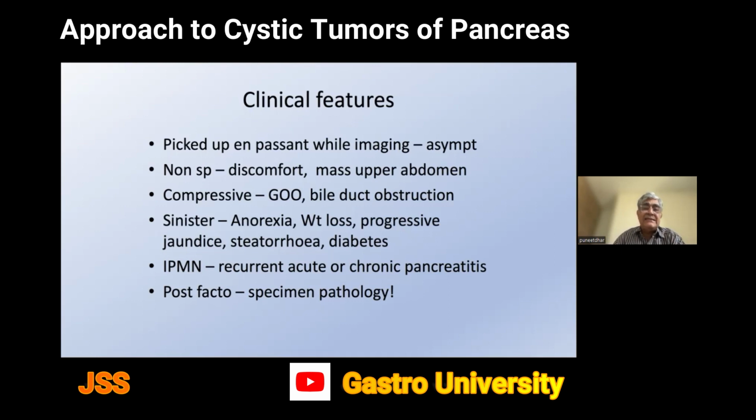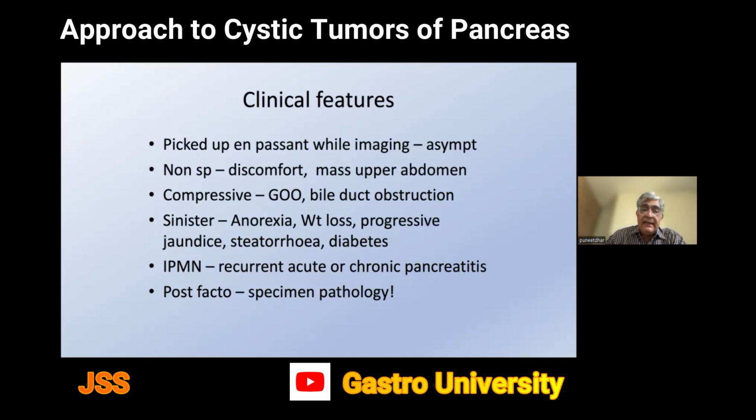There can be sinister symptoms, which are again very important to get in your history, because these could suggest existing malignancy. So if you get anorexia, weight loss, progressive jaundice, steatorrhea, or new-onset diabetes, it is important to think that this could be tumorous, or we might be missing another tumor which we are not able to see. So please, these are very important symptoms to correlate for a possible malignancy, either of the cyst itself or another one.